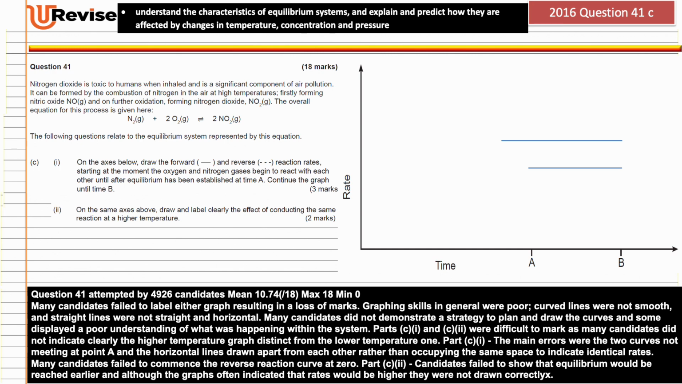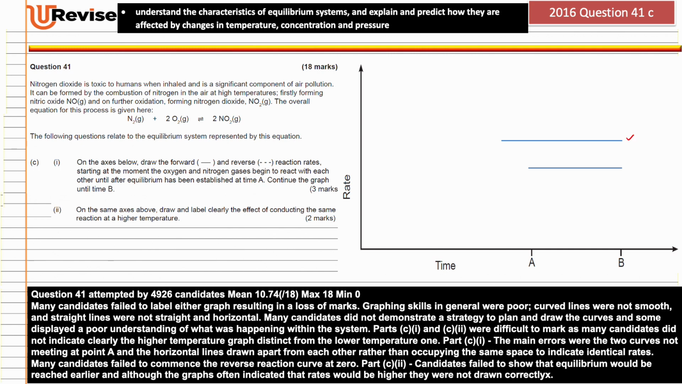With the examiner's report out of the way now, let's focus on what the answers should have been, or how we should have drawn these graphs. Part C1 reads, on the axis below, draw the forward and reverse reaction rates starting at the moment the oxygen and nitrogen gases begin to react with each other until after equilibrium has been established in part A. Continue the graph until time B.